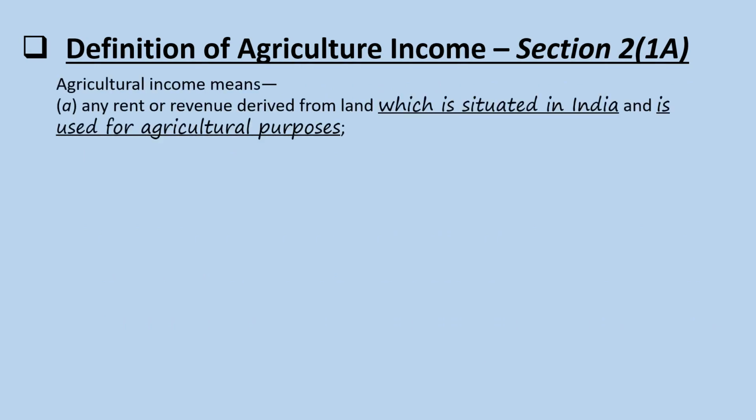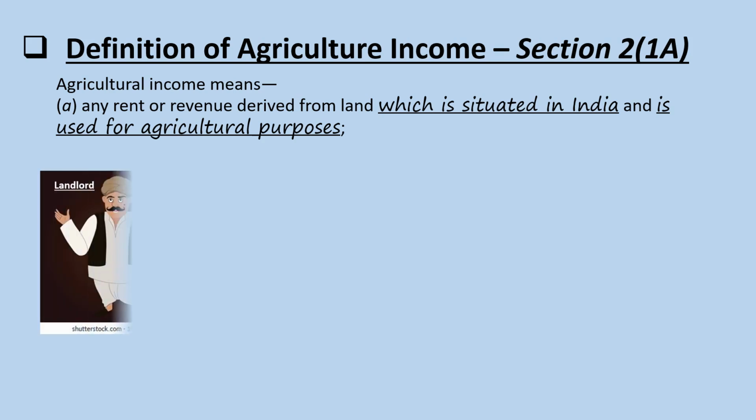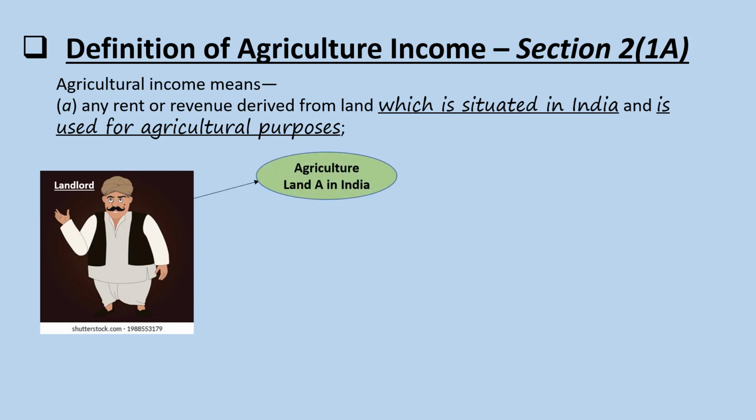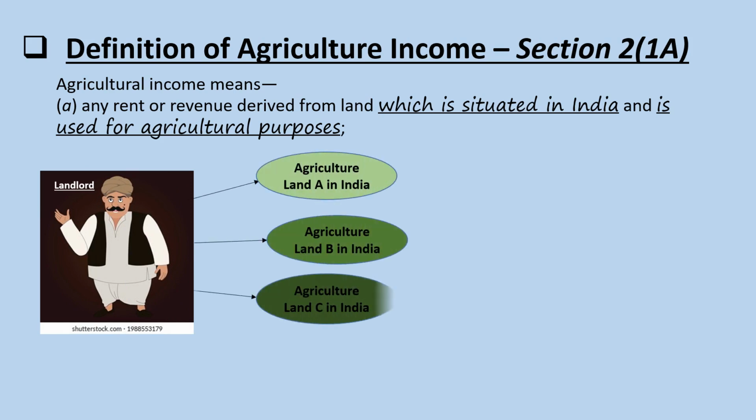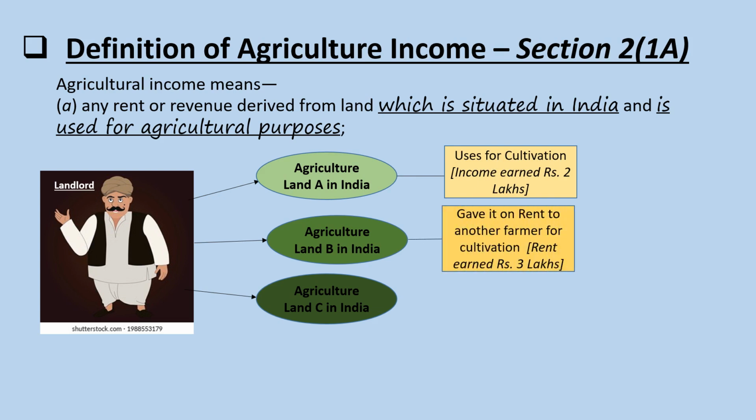Definition of agriculture income, section 21A. Agricultural income means any rent or revenue derived from land which is situated in India and is used for agricultural purposes. For example, there is a landlord. He has got three agricultural lands with him, land A, B and C. Land A he uses for cultivation. He earns an income of rupees 2 lakhs.